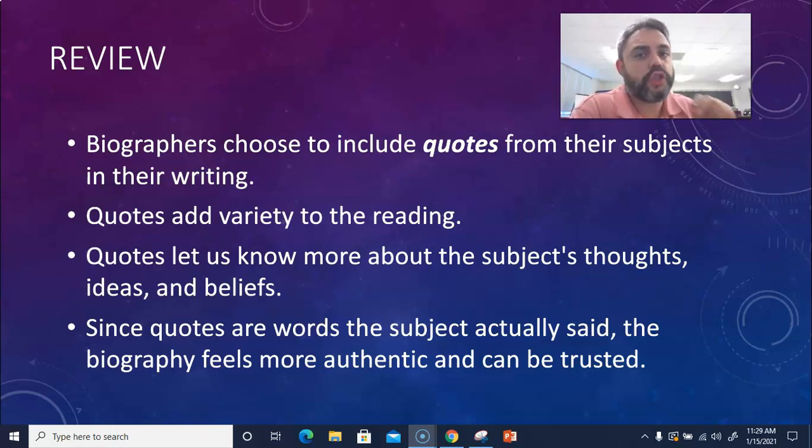We know that biographers choose to include quotes from their subjects in their writing. We know that quotes add variety to the reading experience. Quotes let us know more about the subject's thoughts, ideas, and beliefs. And since quotes are words the subject actually said, or quite possibly said, the biography feels more authentic and can be trusted.